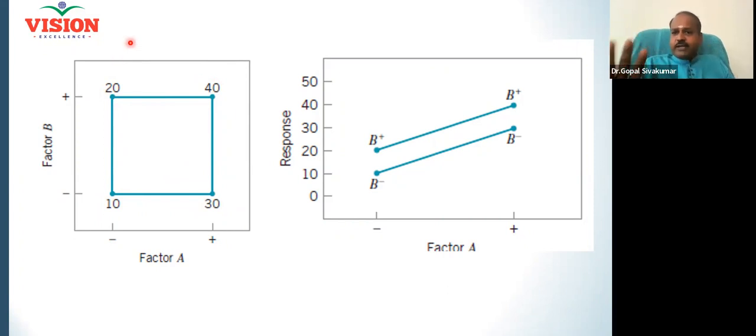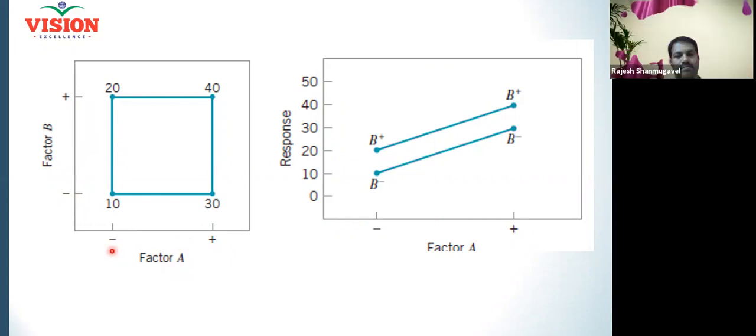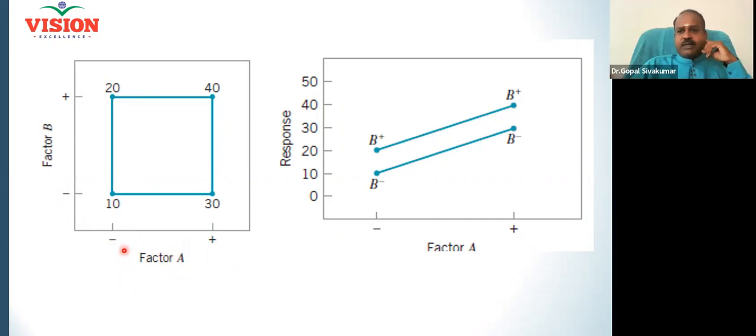If there are 4 experimental readings, what is your experiment? Your experiment is based on 2 factors and 2 levels. That is why you have 4 outcomes, isn't it? 2 power 2, or 2 into 2, right? So this is factor A, this is factor B. Factor A, how many levels do you have? Low level and high level. Low is represented as minus, high is represented as plus.